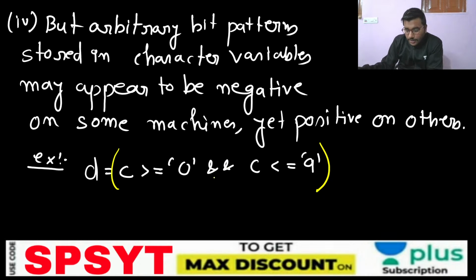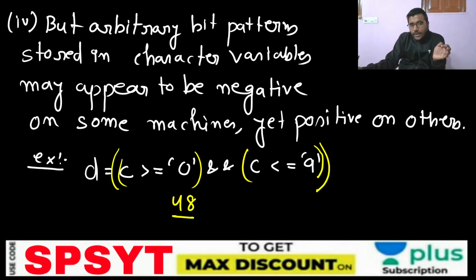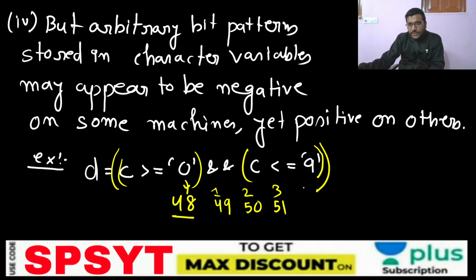Since it is a logical AND, it will be evaluated from left to right. It is not a character, it is the character's value. If C is some value, it will check whether it is greater than or equal to 0. The ASCII value of character 0 is 48, and if you add one, character 1 is 49, then 2 is 50, and so on, incrementing. Similarly, it will check whether C is smaller than or equal to 9.